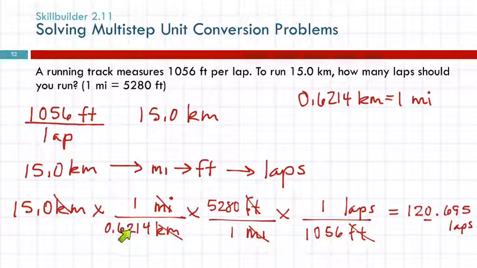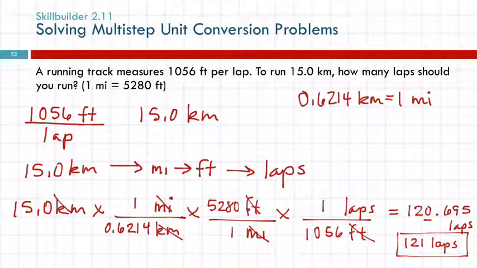This conversion factor is not exact because we have metric to English. Feet to miles, that's exact. 1 lap being 1,056 feet. Is that exact? How would you find out how far a lap is? You'd have to measure it. Even if they tried to make it exactly 1,056 feet, it was constructed. There's uncertainty. So that would be 4 sig figs. So here we have, and we'd round that off to 121 laps. Any questions?